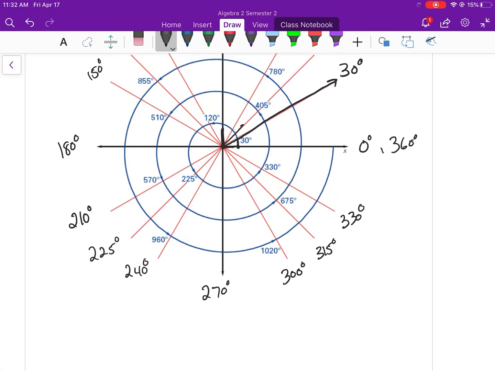Now, if you notice, we just followed this arrow, the direction arrow. Since we went counterclockwise, it's positive. We don't have to stop right at a full rotation. We could keep going. Okay, if you notice, go again. Okay, another 30 degrees past 360, that's 390. Another 15, that's at 405. Okay, you can keep going and keep going.